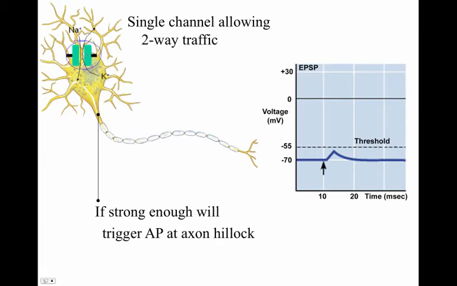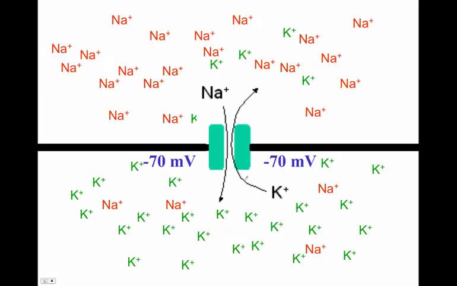Single channel allowing two-way traffic would be this idea that if we have these channels that allow for inflow and outflow of different ions, then if we have enough of a change that is excitatory enough, or excitatory postsynaptic potential, if we have enough of that change, we may fire an action potential if we reach threshold. So just this idea that we're in this negative internal cellular environment with a lot of positive charge in our extracellular environment. If we can change this intracellular environment to be positive enough, we can begin a cascade of that depolarization to then go ahead and have an action potential.